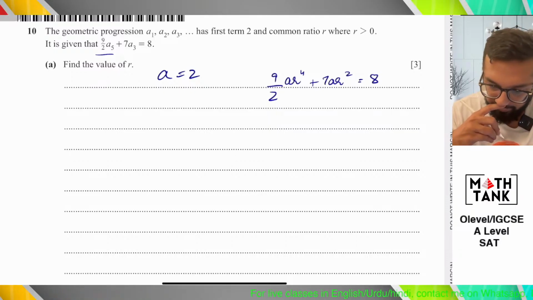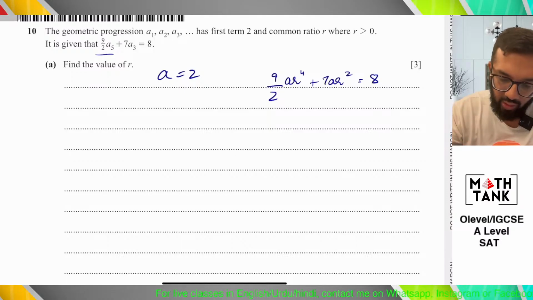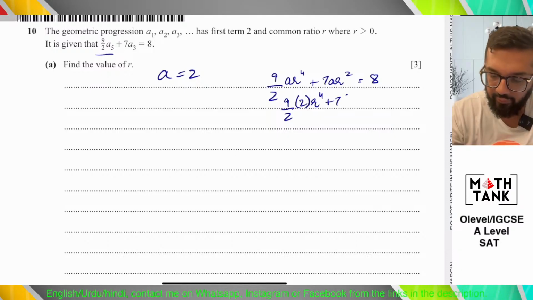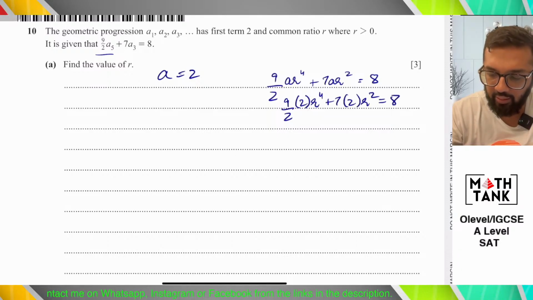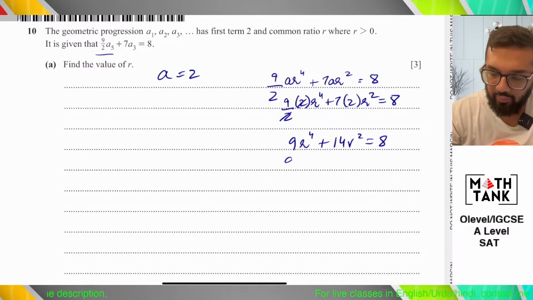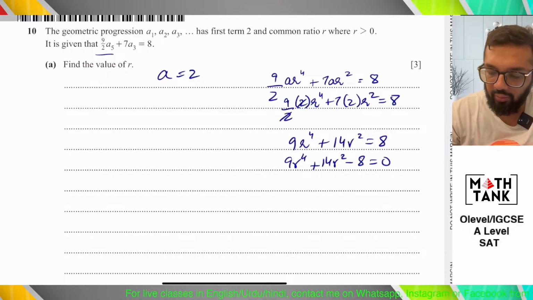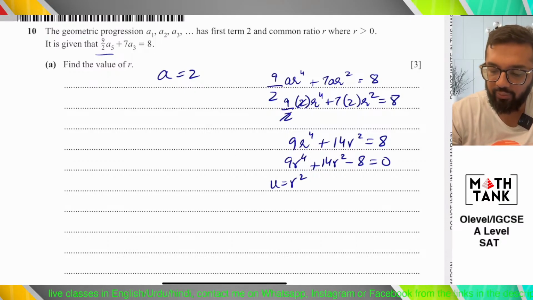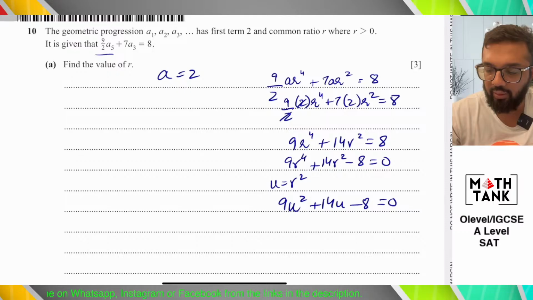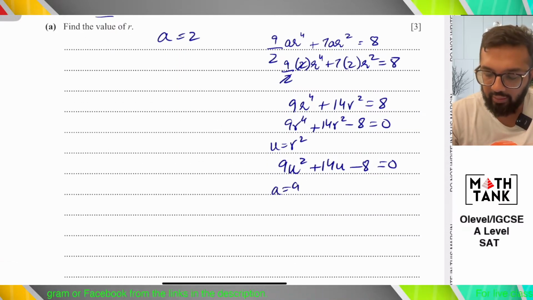Find the value of r. So 9 over 2 r to the power 4 plus 7 over 2 r squared equals 8. That's why it might convert to a disguised quadratic equation. So I can say that u equals r squared, so 9u squared plus 14u minus 8. Converted it into a quadratic now. A is 9, b is 14, and c is minus 8.